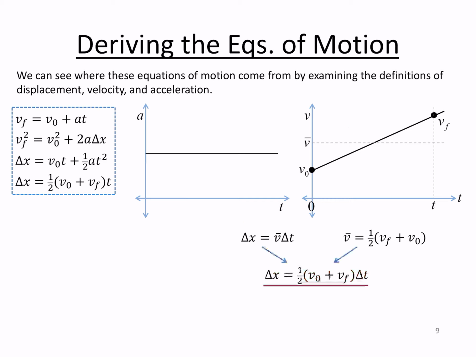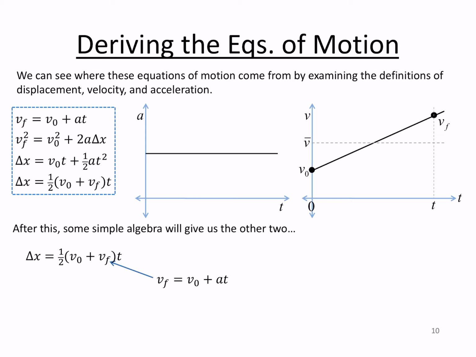So there it is. Now, for the other two, really all we need to do is some simple algebra, okay? Because at this point, we can substitute one of the equations of motion that we have already into the other, as I'm implying with this little arrow here, and rearrange it a little bit, and we'll get to the third equation of motion in the list.